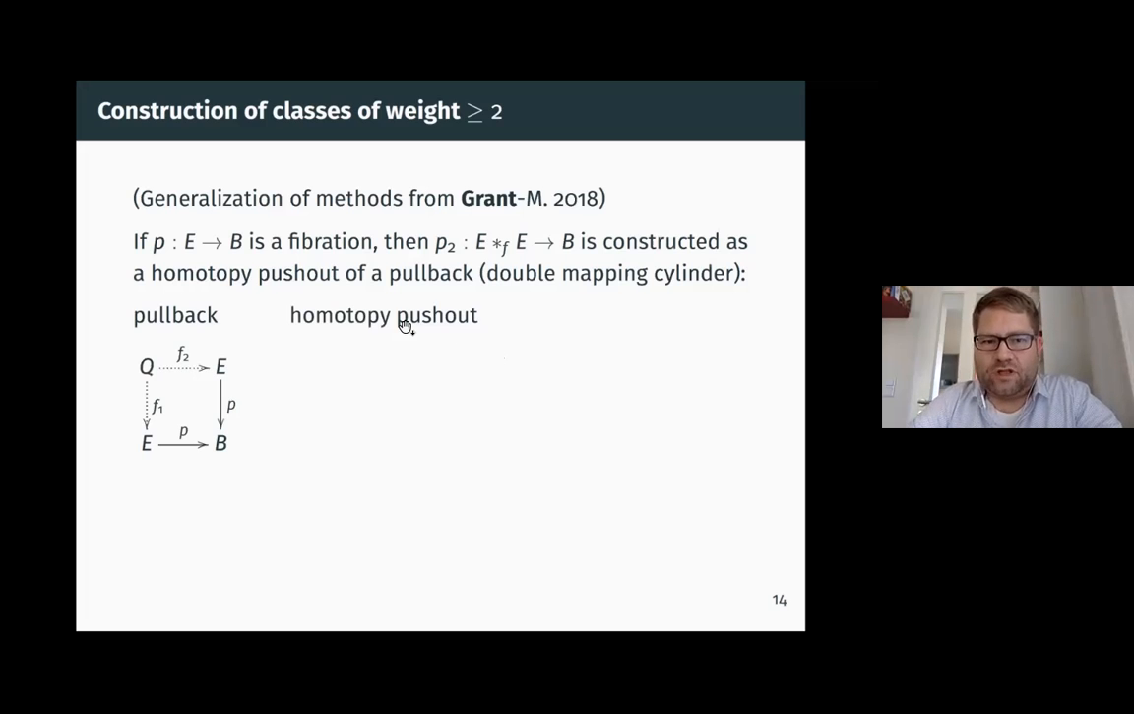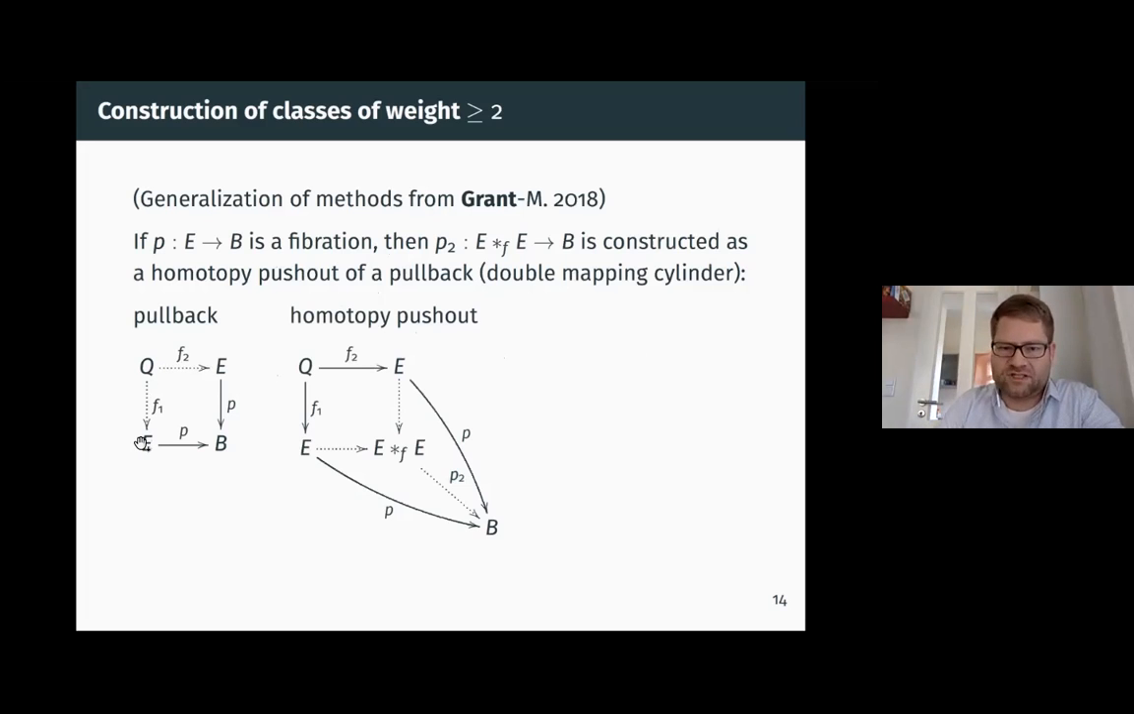Namely, we know that the fiber-wise join of a fibration with itself is constructed as a homotopy push out of a pullback, or another way to put this is as a double mapping cylinder. Namely, the following: we first take the pullback of 2 copies of the fibration and take a pullback space Q, and now take a homotopy push out of this corner that appeared in this diagram. So we obtain a diagram of this style, where this is supposed to be a homotopy push out, and this then turns out to be the fiber-wise join of the 2 fibrations.